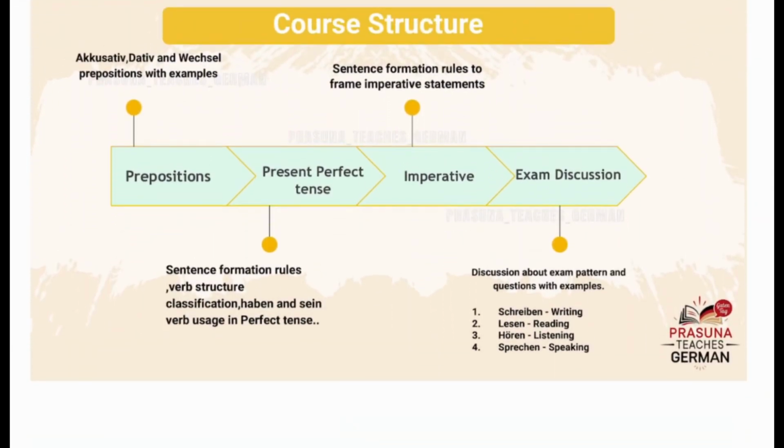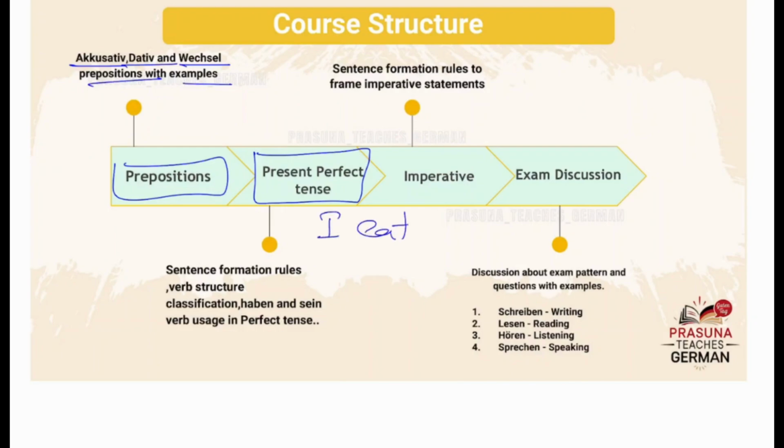The next is about the prepositions. In A1, we are going to cover 3 types of prepositions: accusative prepositions, dative prepositions, and Wechsel prepositions, with examples. The only past tense we are going to learn here is the present perfect tense. So let us see a simple example.